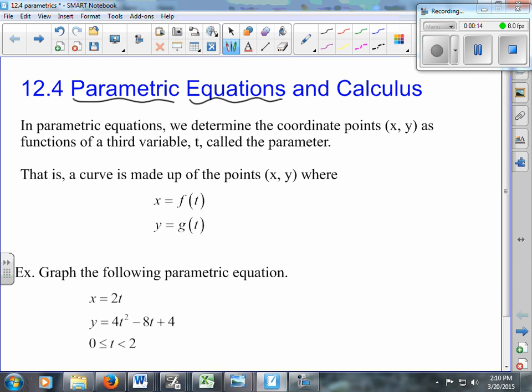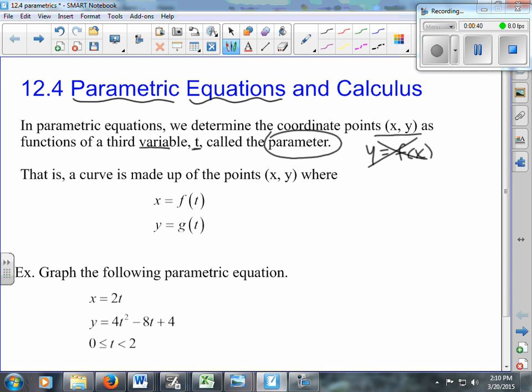So the way that we work with parametric equations is we still have points x and y. Only instead of y equals f of x, which is what we're used to, we totally eliminate y as a function of x. Instead, we're going to introduce a third variable t. This is called the parameter, hence the term parametric functions.